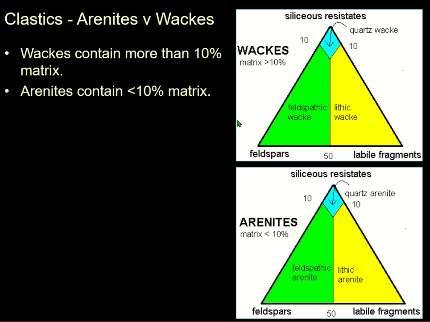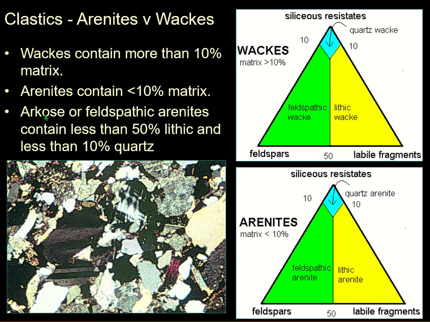Oh, these are all wackes, okay. So arkoses, or feldspathic arenites, that's a sandstone with a lot of feldspars in it, contain less than 50% lithic, because if they get more than 50% lithic, they are litharenites, and less than 10% quartz. So they have a significant amount of feldspars. And here's an example of one.